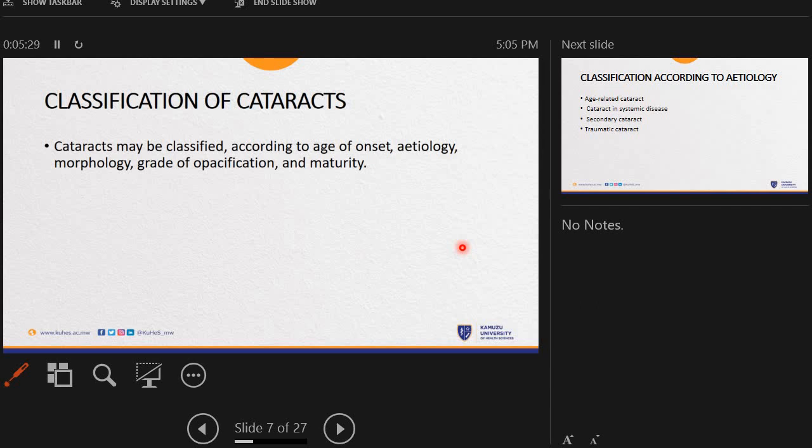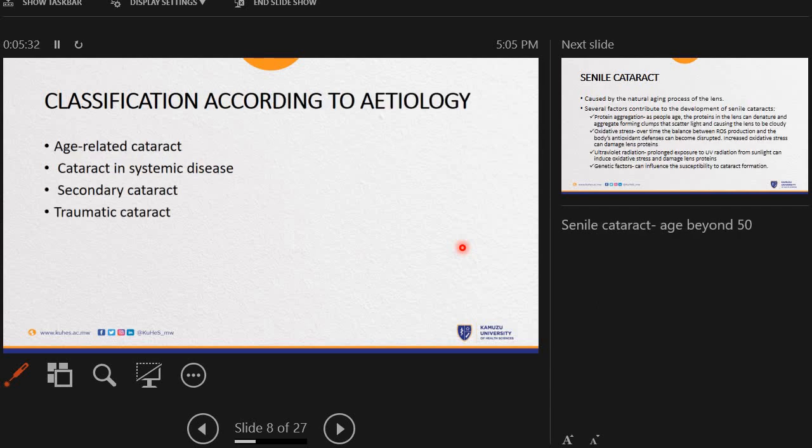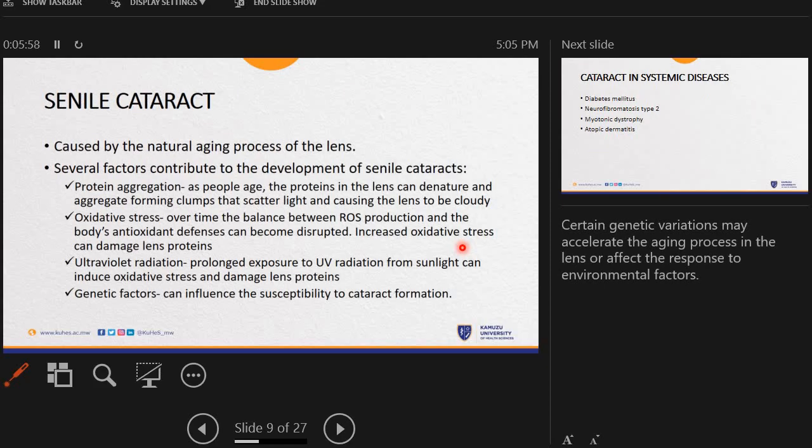So the first one will be classification according to etiology. Cataracts can be classified as age-related, cataracts in systemic disease, secondary cataracts, as well as traumatic cataracts. The first one, the age-related cataract, is also known as a senile cataract, and this senile cataract occurs mostly after the age of 50, and it is caused by the natural aging process of the lens.